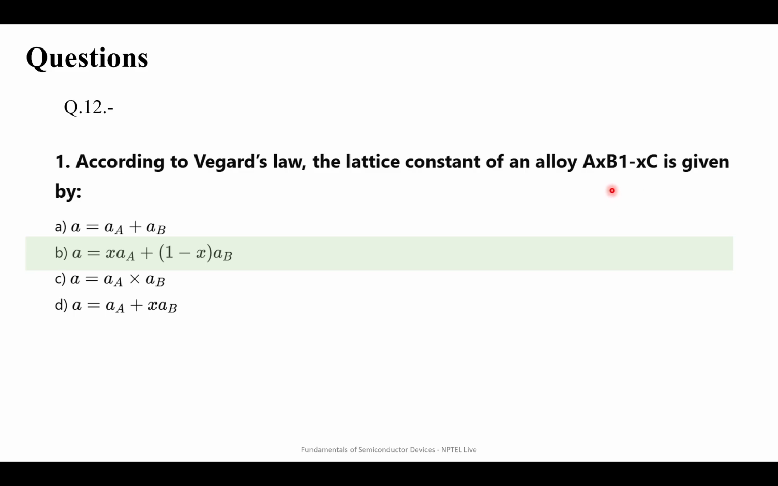Now for the lattice constant, I assume that the lattice constant of compound semiconductor AC is a_A, and the lattice constant of compound semiconductor BC is a_B. Now I have to find the lattice constant of this alloy A_x B_(1-x) C. That is given by this formula: a equals x times the lattice constant of AC plus (1 minus x) times the lattice constant of BC.